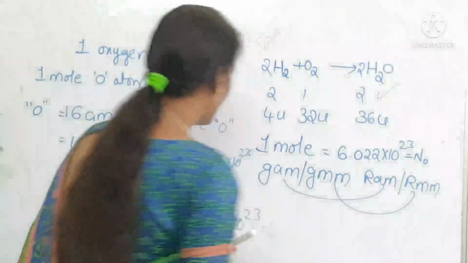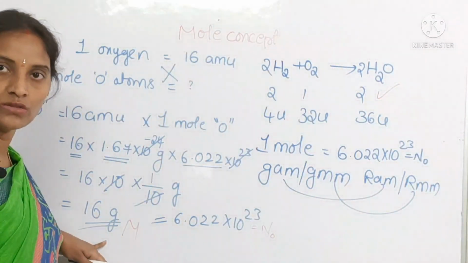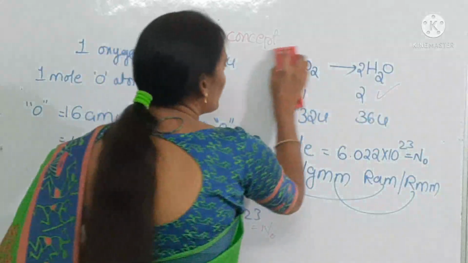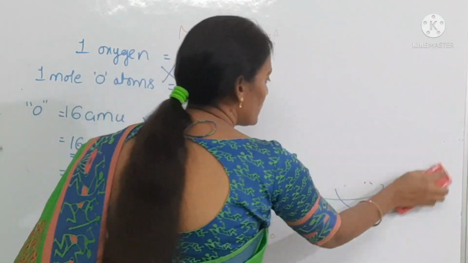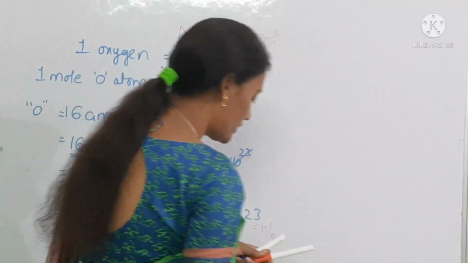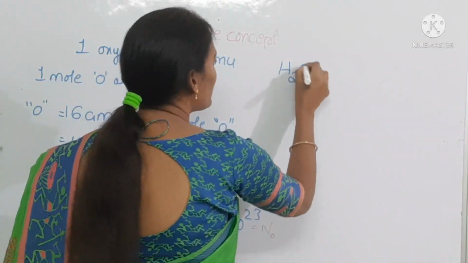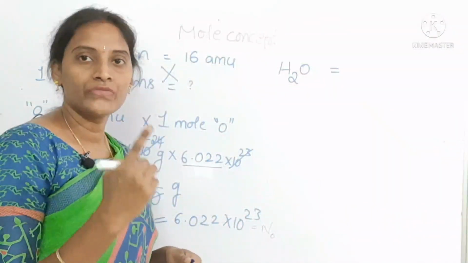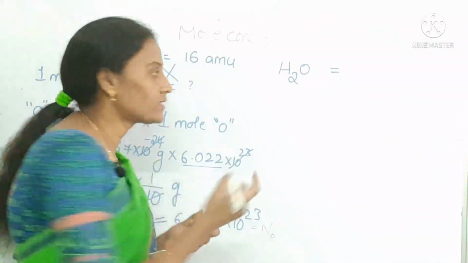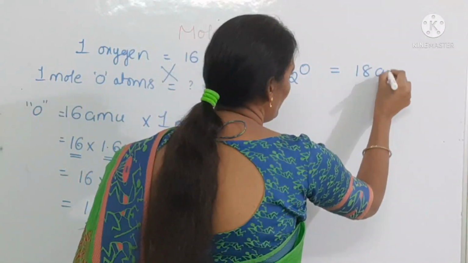This is the gram atomic mass of oxygen, students. Then you can take one example for gram molecular mass. How can you tell? I'm going to take water. One water molecule has a relative molecular mass of 18 AMU.